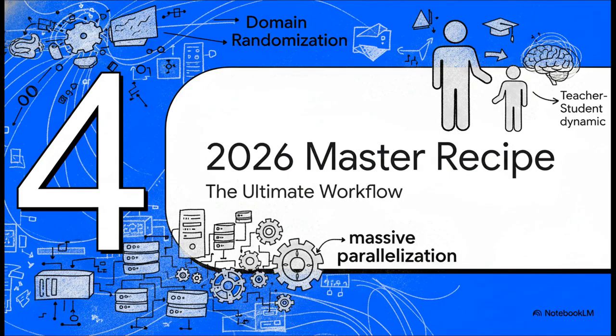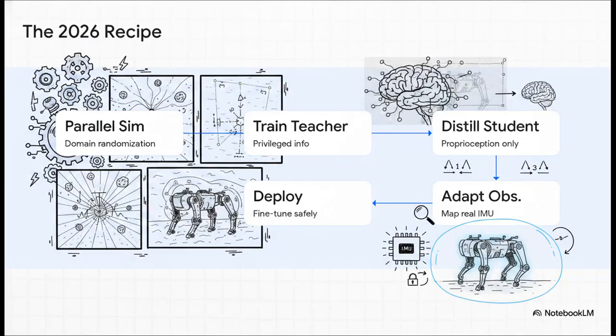Chapter 4. The 2026 Master Recipe, Synthesizing the Ultimate Workflow. Let's see how this all builds into the definitive modern workflow for training a robust robot. Step 1. You spin up a massively parallel sim, throwing domain randomization at gravity, friction, and motors across thousands of virtual worlds. Step 2. You train that privileged teacher using all that sweet ground truth data. Step 3. Distill that knowledge down to the student policy, strictly limiting it to realistic sensor data like leg joint encoders. Step 4. You optionally apply observation adaptation to map real-world sensor noise. And finally, Step 5. You deploy it zero-shot to the physical hardware.